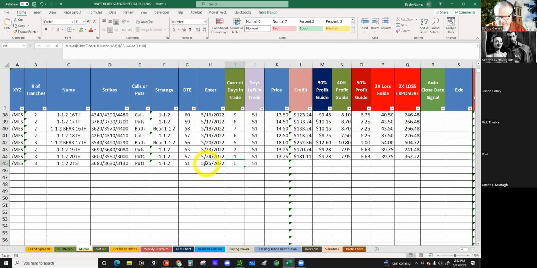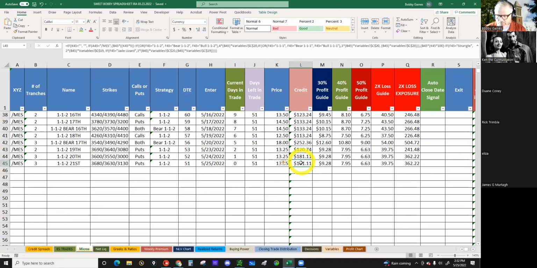5/25/22. And Big Daddy got the same thing we got yesterday, 13.25. So with 3 tranches, we brought in $181 worth of credit. Look at this. All right, questions. So that's the 112 21st.